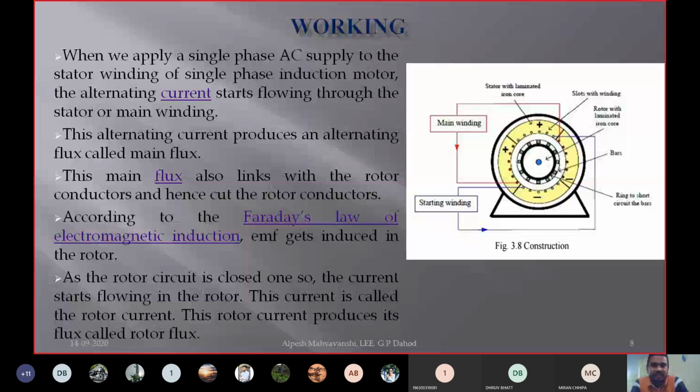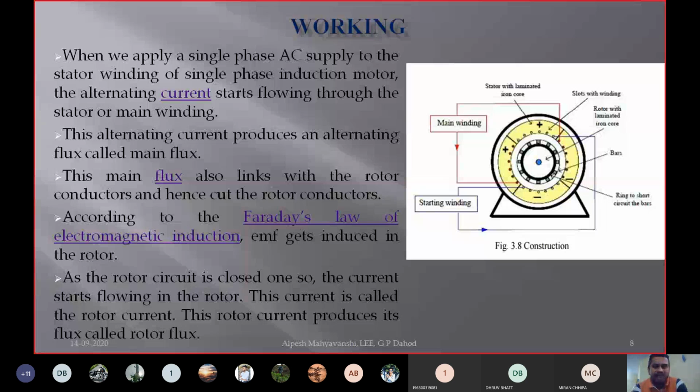through the stator winding, or the main winding. This alternating current produces an alternating flux which is called the main flux. As soon as the current flows through the stator winding, it produces an alternating flux. So we can say that the main flux is produced in the motor.